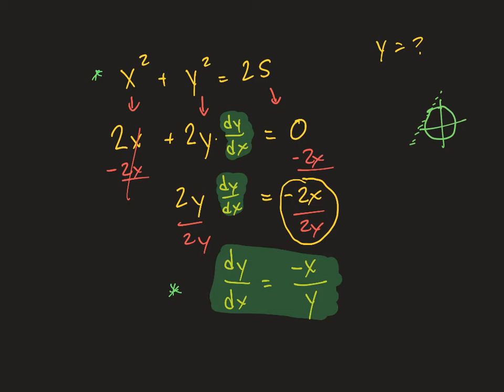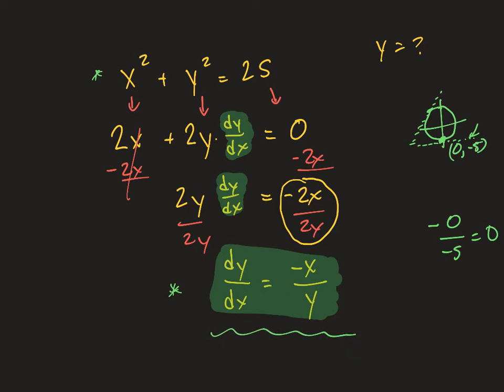For example, I happen to know that this point down here is (0, -5), because it's a circle of radius 5. And I happen to know that that tangent line is horizontal there, so it should be a slope of 0. So the way we would do that is we'd plug in negative 0 over negative 5, compute that, and get 0, which is true. So this line has a slope of 0. So my formula works.